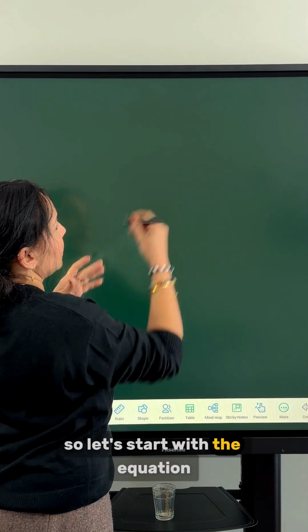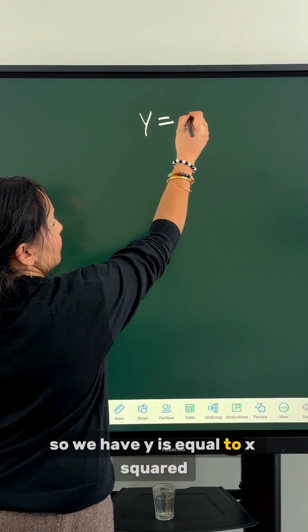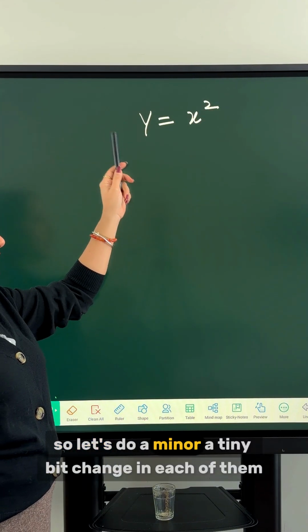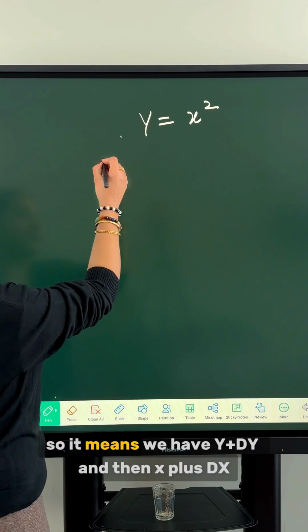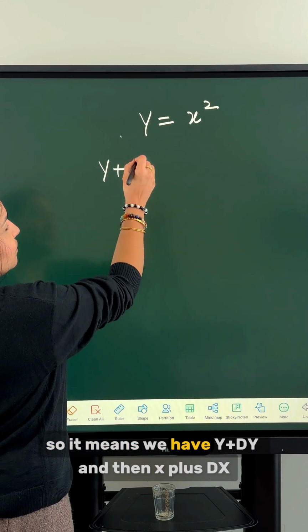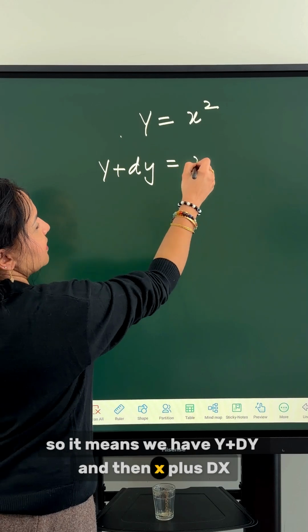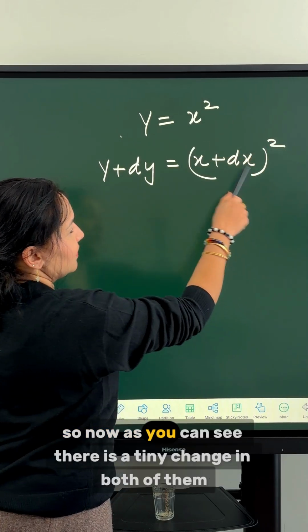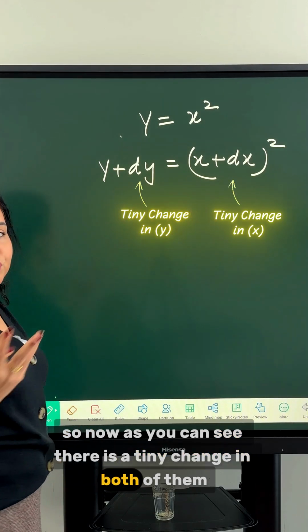So let's start with the equation. So we have y is equal to x squared. So let's do a tiny bit change in each of them. So it means we have y plus dy and then x plus dx. So now, as you can see, there is a tiny change in both of them.